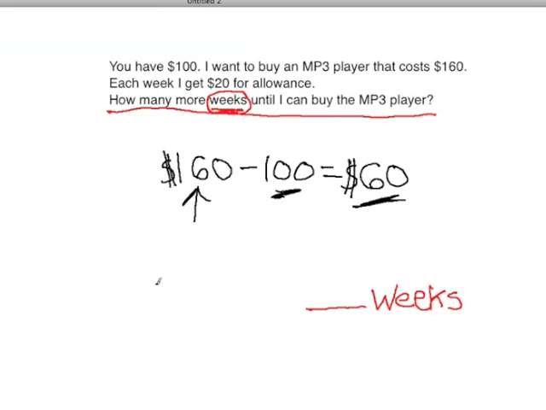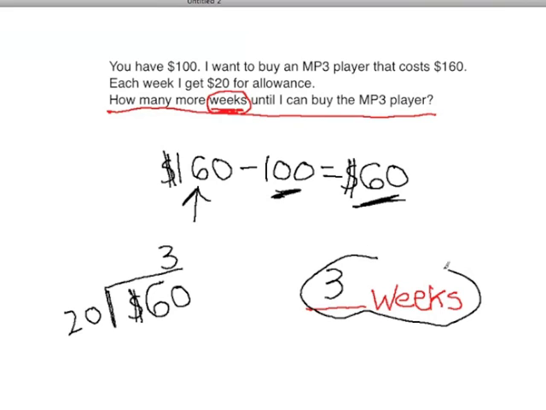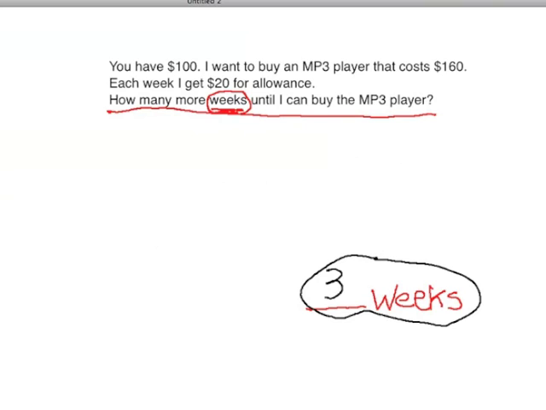So I come down here, and with $60 here, if I get $20 each week, all I need to do is divide my $20 into the $60 I need, and that should give me the number of weeks I need. So 20 goes into 60 3 times, and so my answer is 3 weeks. Awesome. So now we're done. No, we're not. So let's look back and see if our answer is reasonable.